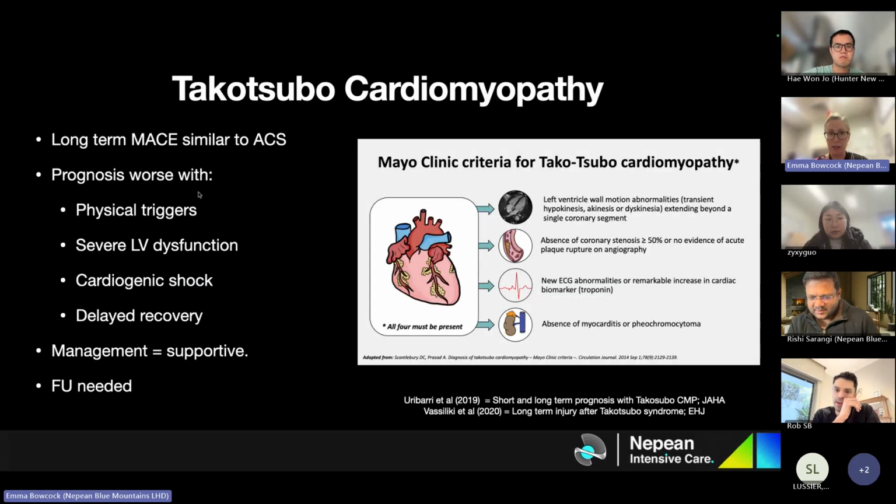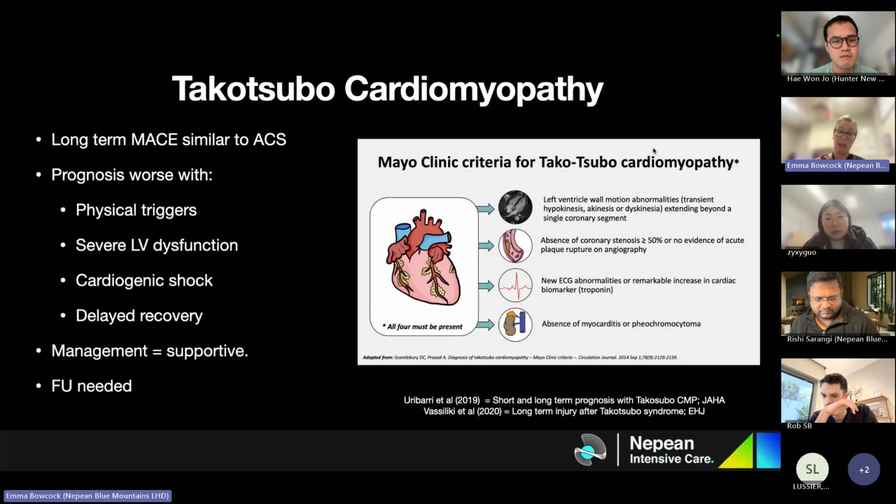Takotsubo is associated with a fairly poor prognosis. I don't think we quite appreciate that a lot of the time. You say, oh, they've got normal coronaries, it's fine, but in fact their MACE events are similar to having an acute coronary event. There's Mayo criteria for Takotsubo cardiomyopathy, which is, as you describe, really LV regional wall abnormalities extending beyond a single coronary segment, with no significant coronary stenosis more than 50%. They do tend to have ECG changes and some troponin leak, and you have to rule out other things like myocarditis.